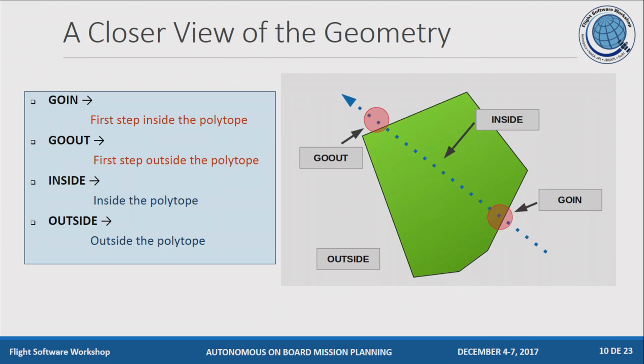Next slide, please. Okay, closer view. Okay, this is a closer view of the geometry. Here we define 4 events. We call it go in, the event when the subpoint makes the first step inside the polytope. Then you have the go out, that is the first step outside the polytope. And then you have the inside, that are events for when the subpoint is traveling inside the polytope, and then you have the outside event.